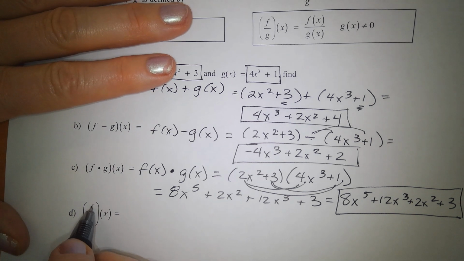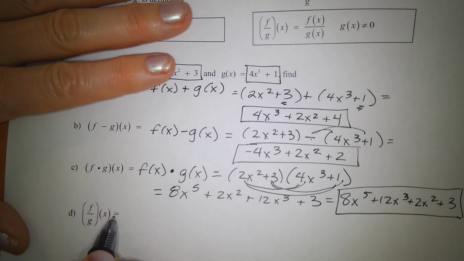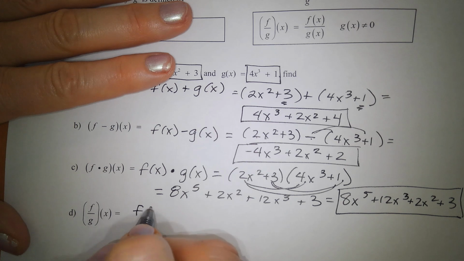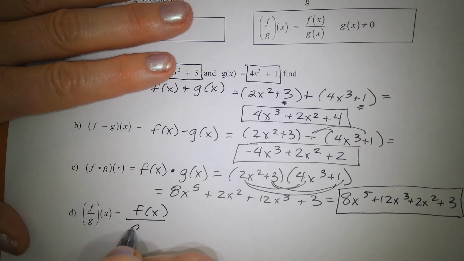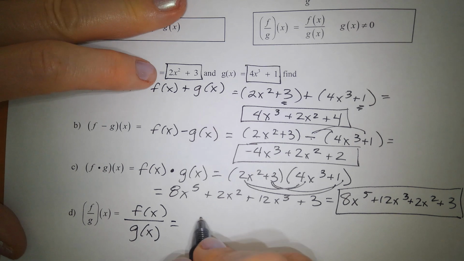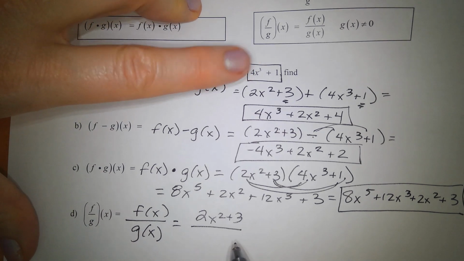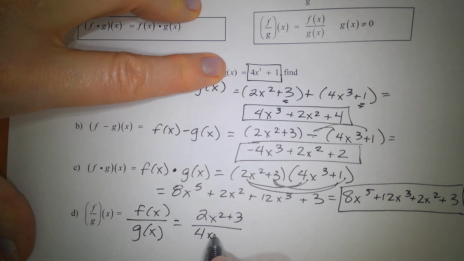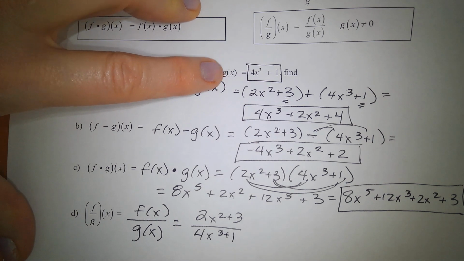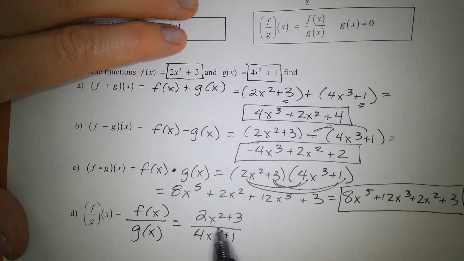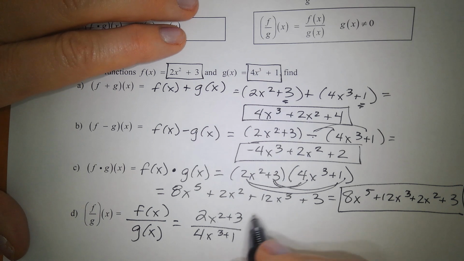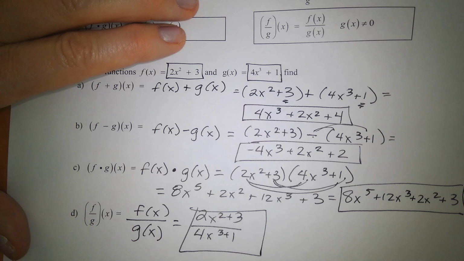And for the last one, f over g of x is the same thing as f of x divided by g of x. So I plug f of x in for the numerator, I plug g of x in for the denominator, and then I simplify. This is not factorable, this is not factorable, so therefore that is my answer.